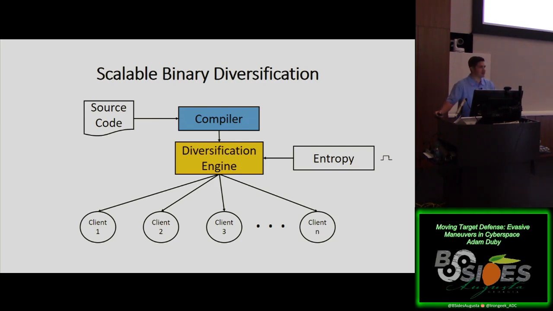So I envision a scalable binary diversification scheme where everyone wants to use the same software, however, everyone gets a different instance of the software. It's been diversified and randomized. Therefore, if you develop an exploit against client 1's version of the software, that attack is no longer scalable against the other clients. Now you're driving the cost of the attack way up.